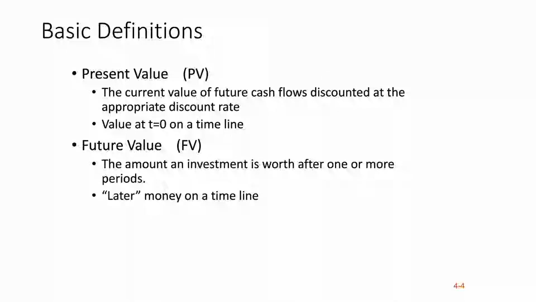Now earlier I said that those are the key elements. Present value is the current value of a future cash flow. It happens at time equal to 0. Zero is usually used for today on a timeline. And future value is the amount the investment is worth after one or more periods. It is the later value. So present value always occurs before future value.